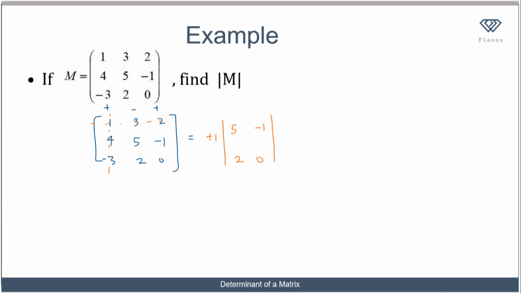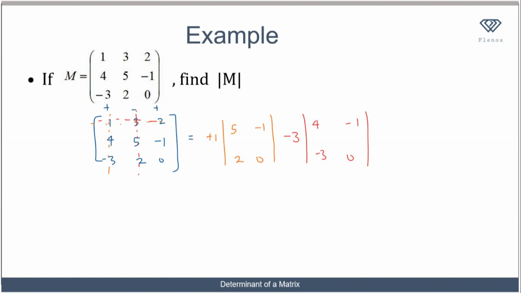Then the next element I have here is 3, so I'm going to have minus 3. And what am I going to be left with here? When I draw a vertical line and a horizontal line, I'm going to be left with 4, minus 1, minus 3 and 0.